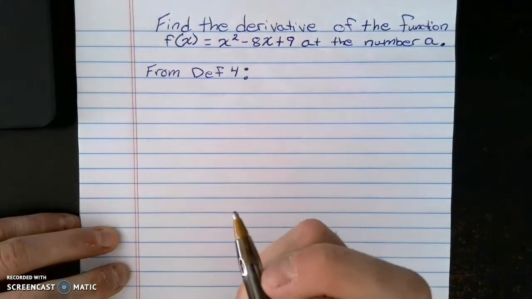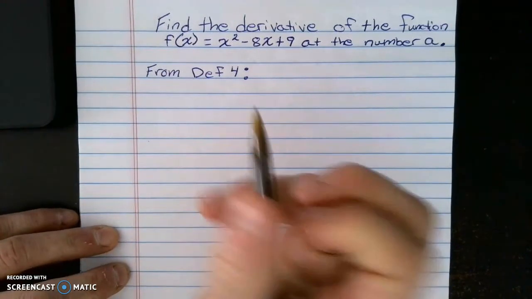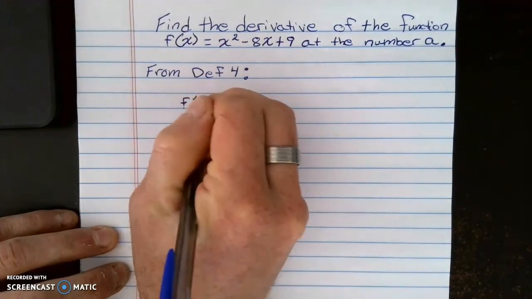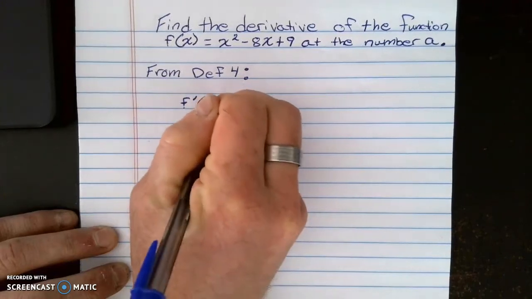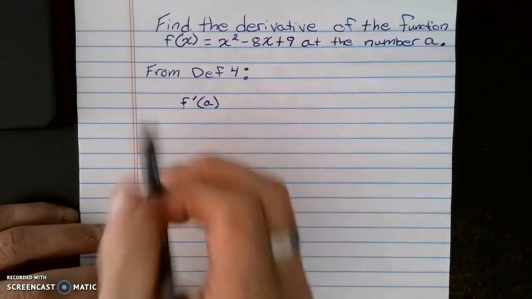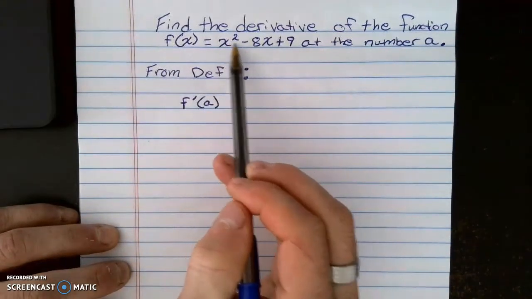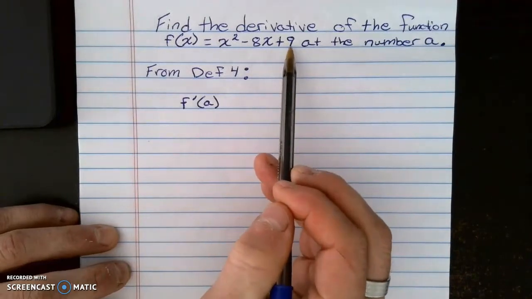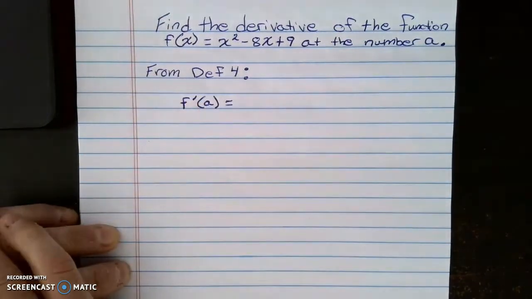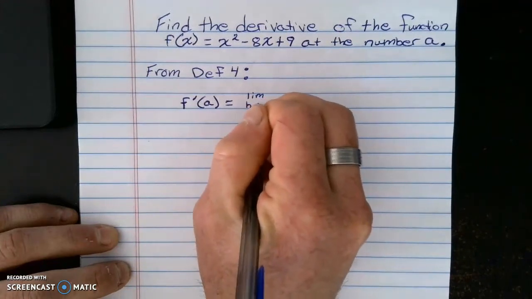So if we have a function f of a or f of x, if we take the derivative of the function f, we would write it as f prime. And since I'm finding it at a, I'm looking for the derivative of the function f of x at a, so f prime of a. Now the function that we're finding the derivative of here is x squared minus 8x plus 9.